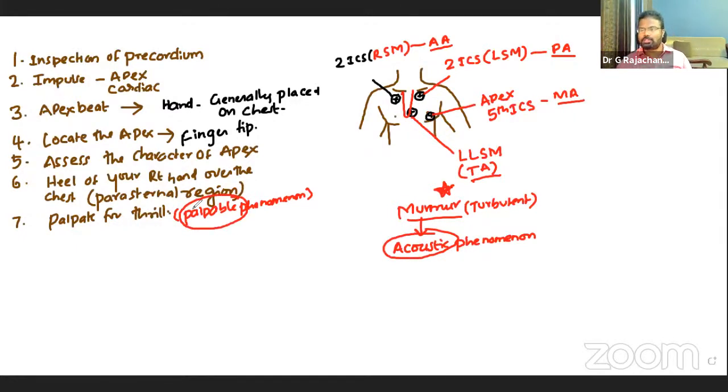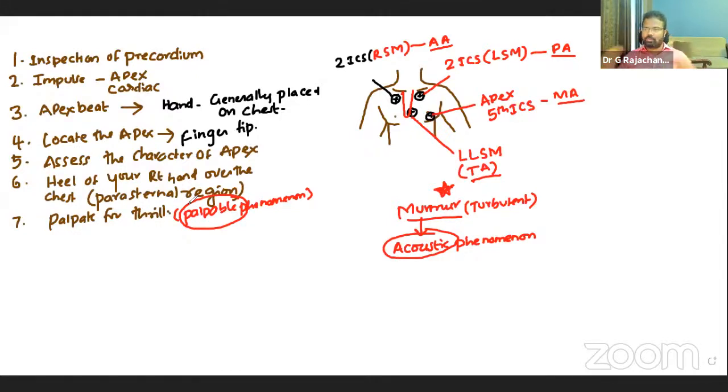So how do you feel that? When you keep the hand over the chest, it feels like the purring of a cat. If you have experience of touching a cat, there are small contractions which take place under the skin of the cat, and so you feel a little tickle under your hand. Just like that it will be, and it's very simple to identify. It is a palpable phenomenon.